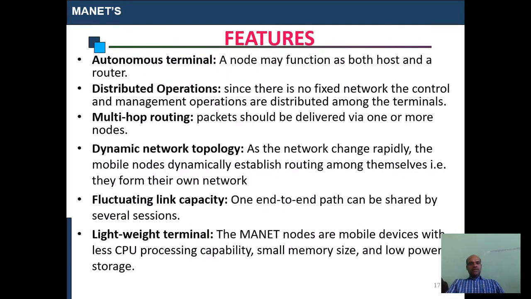So if we come to features of mobile ad hoc networks, we have the autonomous terminal, distributed operations, multi-hop routing, dynamic network topology, fluctuating link capacity, and light-weight terminals. Autonomous terminal in the sense that whatever mobile node we are taking, that node will be acting as a node itself as well as the router. So the particular mobile device will be acting as a node as well as a router. It will receive the data as well as it will return the data.